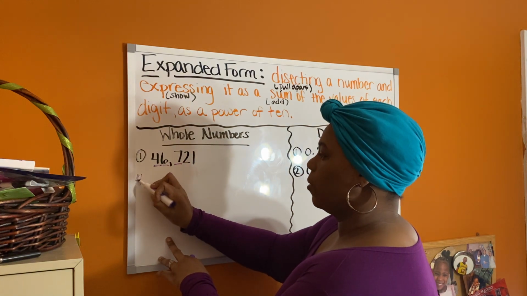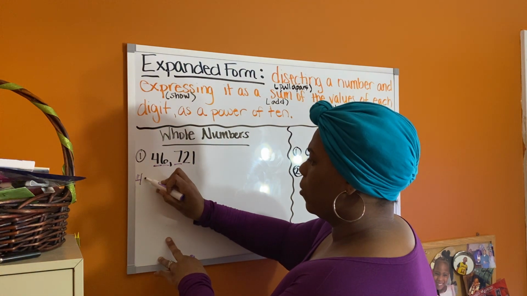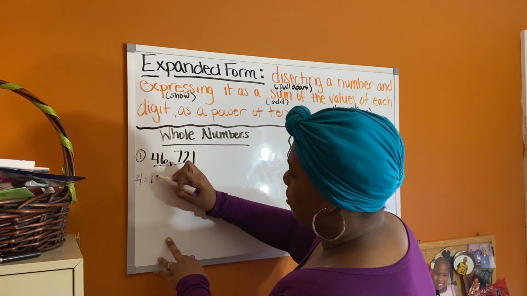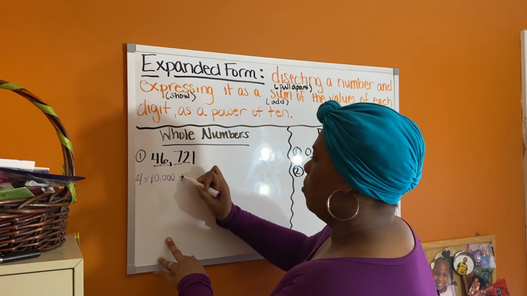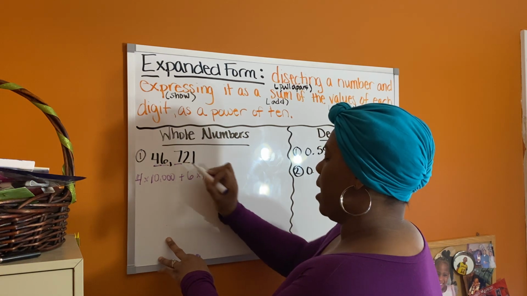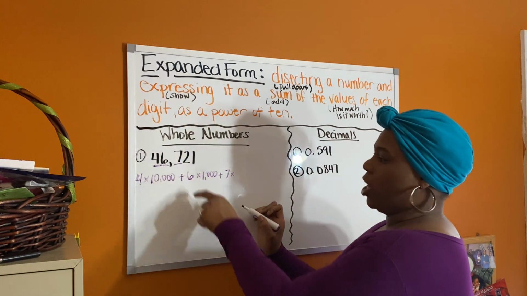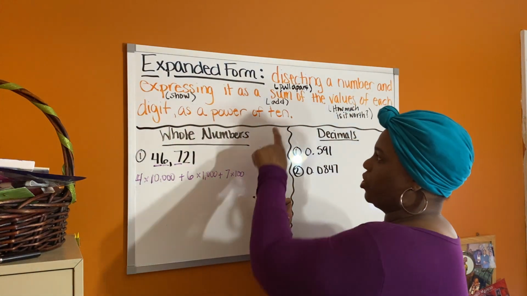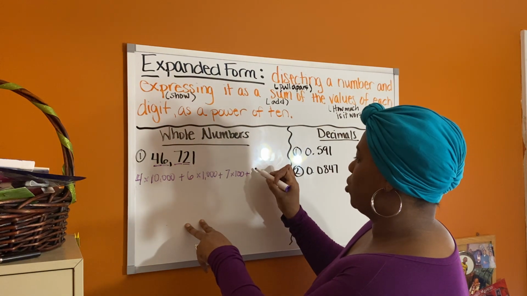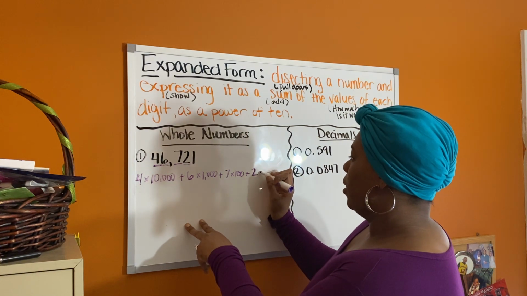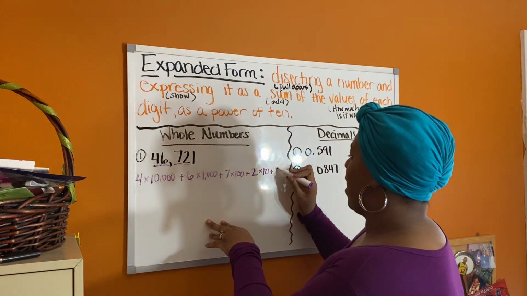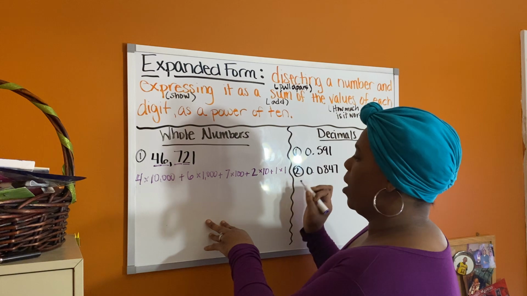This was 4 times 10,000 plus, we said, 6 times 1,000 plus, now we're at our 7, and that is in our hundreds place, so we would multiply that by 100, which is a power of 10. We need to add that to our next digit, which is the 2. And our 2 is in the tens place. And lastly, we have a 1, and our 1 is in the ones place.